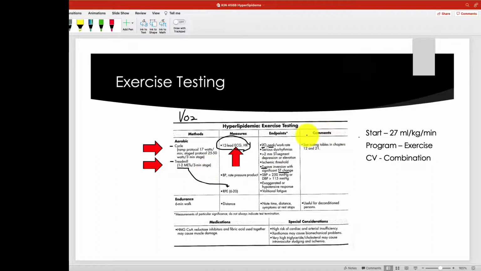And then also, if you wanted to do an endurance test, you would do a 6-minute walk test. Now, this is going to be one of the major parts of this presentation. This is, again, where you do some of the heavy lifting. You are going to tell me how you would do a 6-minute walk test. And I'm telling you, there are so many resources online for this test.